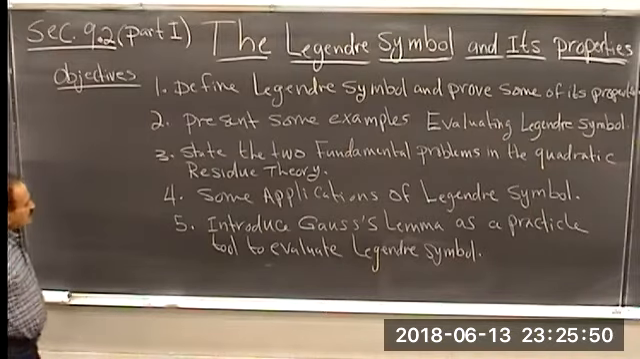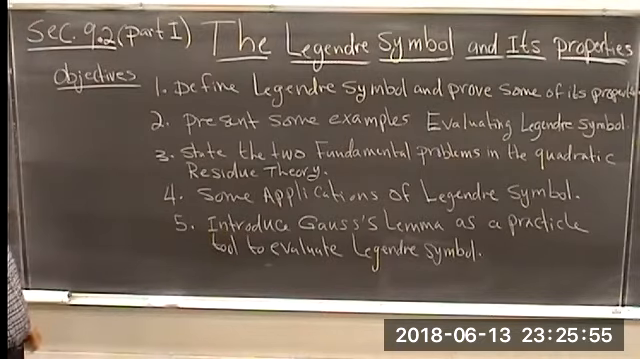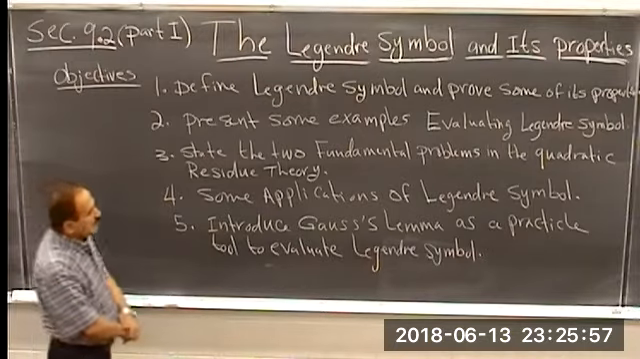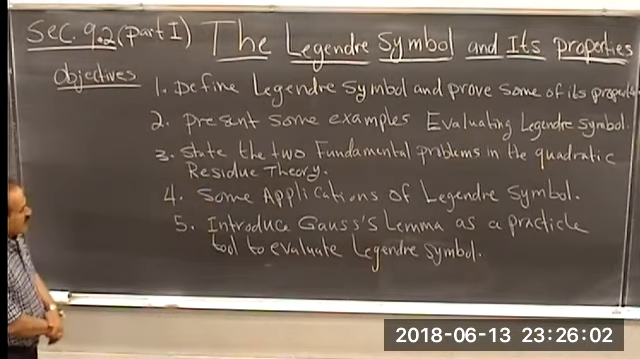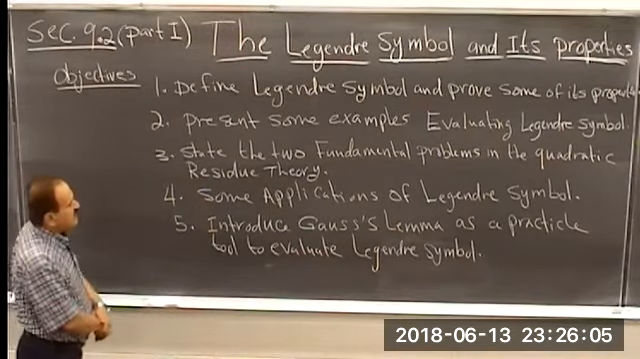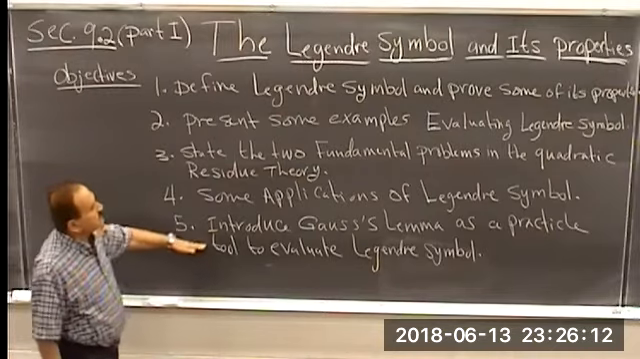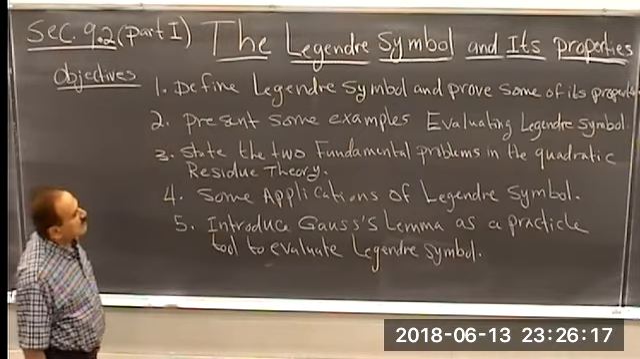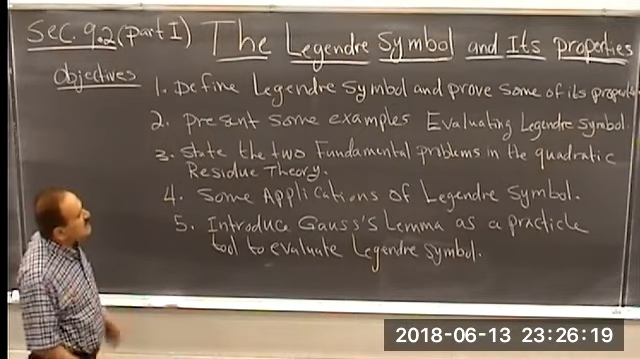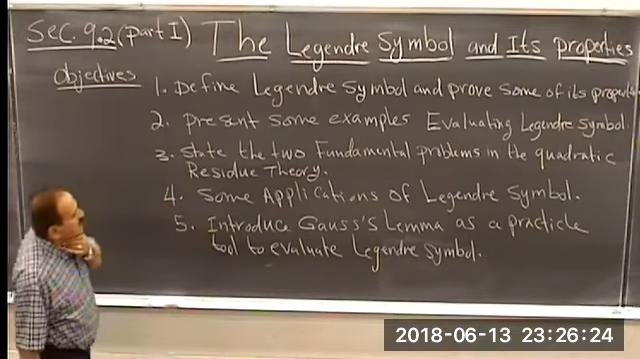Then we're going to look at some of the applications of the Legendre symbol. Among the applications, we're going to show that there are, for example, infinitely many primes of the form 4k plus 1. Then we're going to introduce Gauss's lemma as a practical tool to evaluate the Legendre symbol. In other words, evaluating the Legendre symbol using the properties is okay for small primes, but when the prime gets larger, then Gauss's lemma is a better tool.